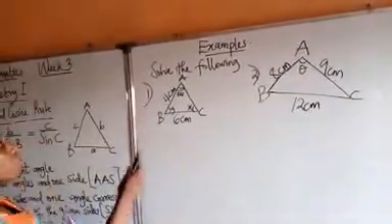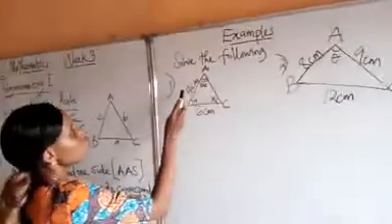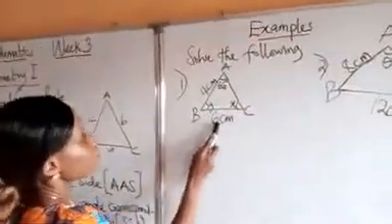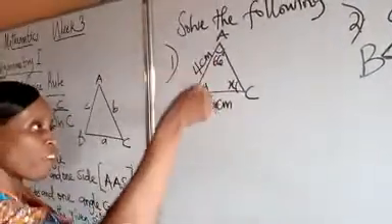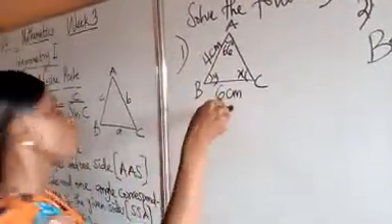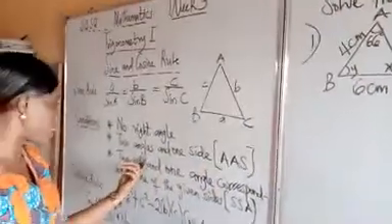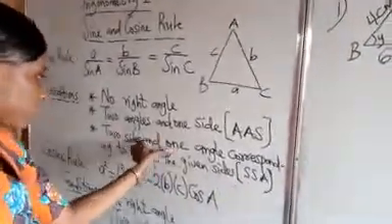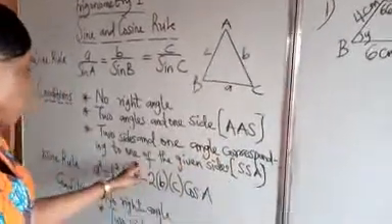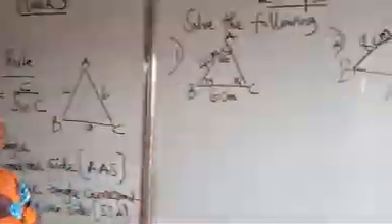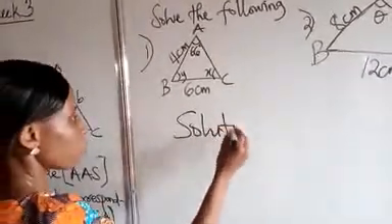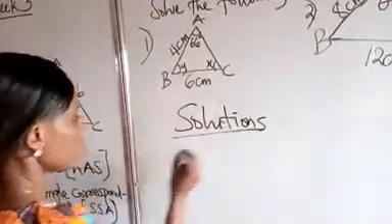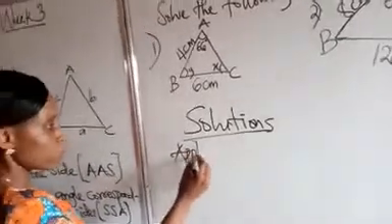Example 1. We have this triangle, 2 sides are given, and one angle is known, corresponding to one side given. So you are applying the sine rule, because the sine rule says if 2 sides are given and one angle corresponding to one of the given sides, you can apply the sine rule. So to solve question 1, we apply the sine rule.